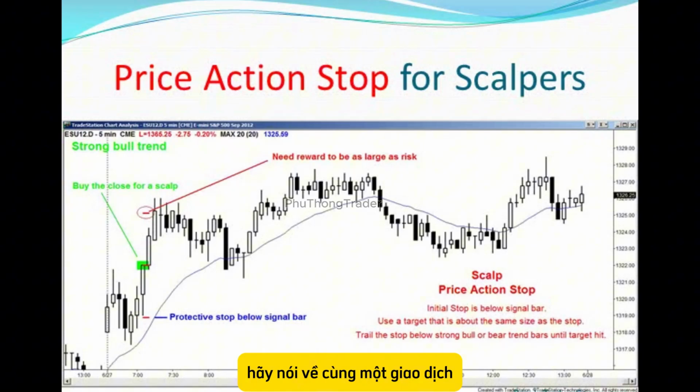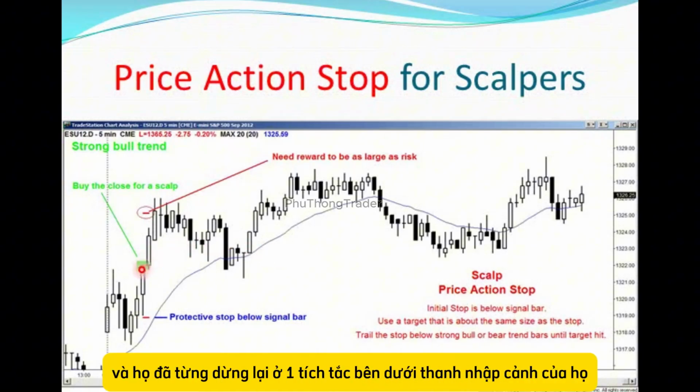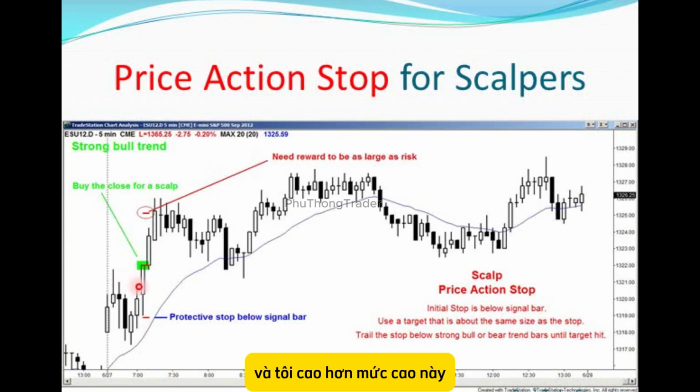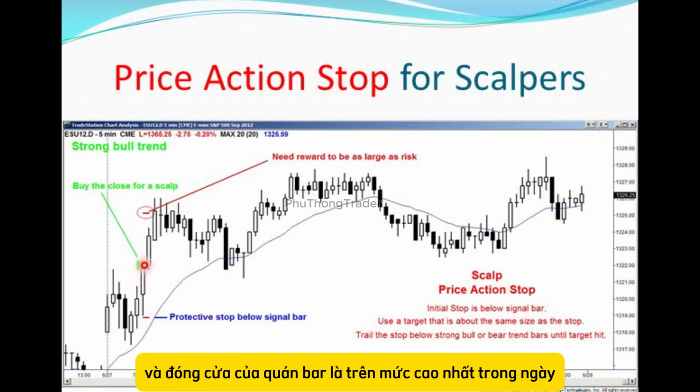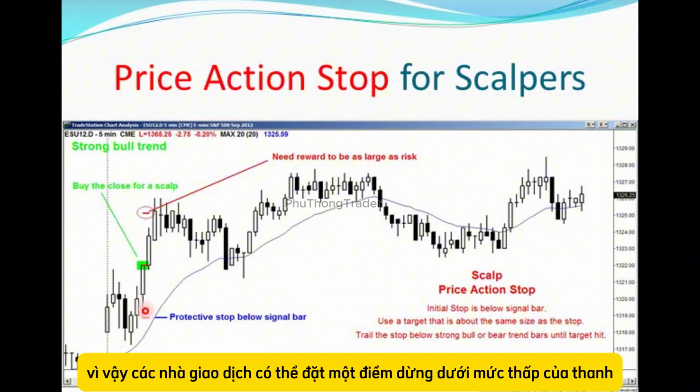Let's talk about the same trade, and this time, let's say traders bought this close, and they used a stop 1 tick below their entry bar. This is the bar that made the market always in long. It's a breakout above the high of the day, and well above this high. The close of the bar is above the high of the day, and way above the high of the prior bar. So traders might put a stop below the low of the bar.